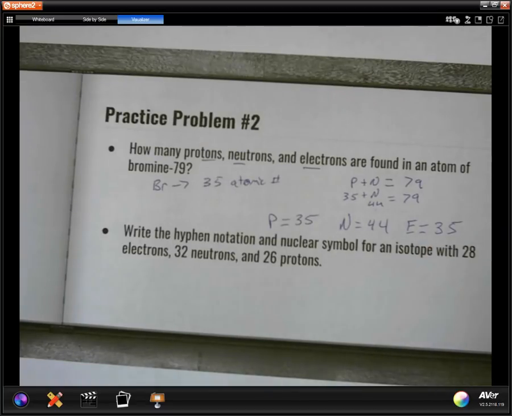Now pause the video and see if you can answer this question by yourself, looking through the notes and trying it.